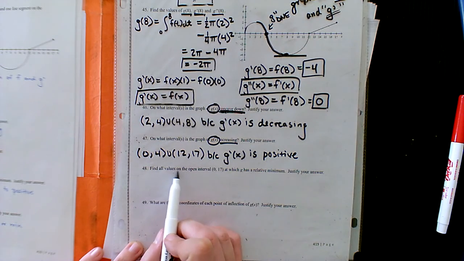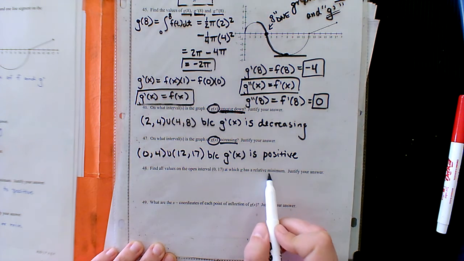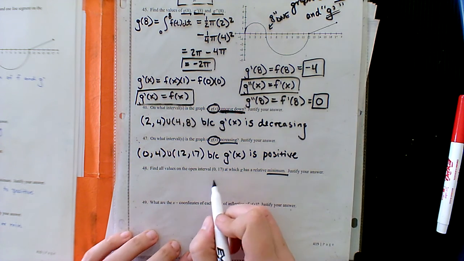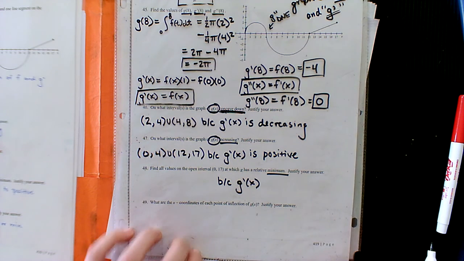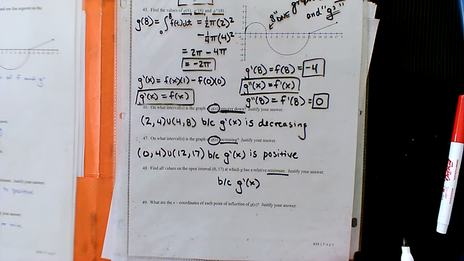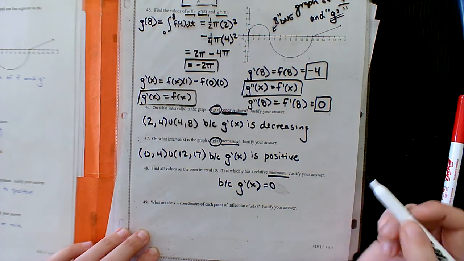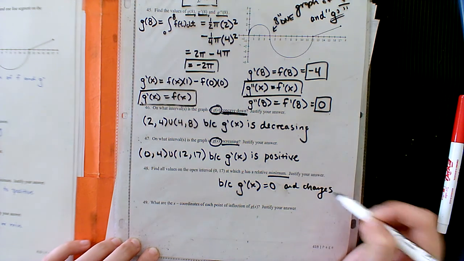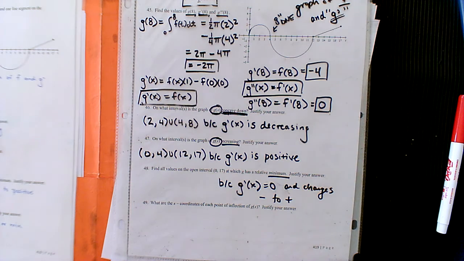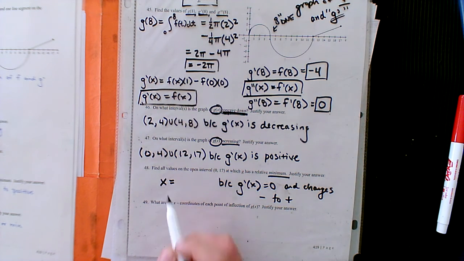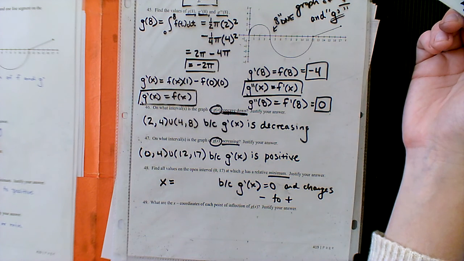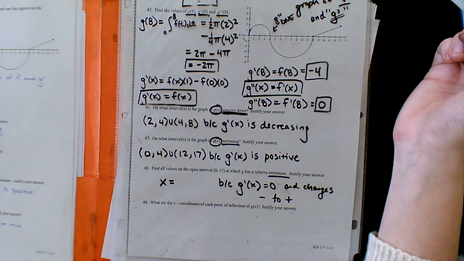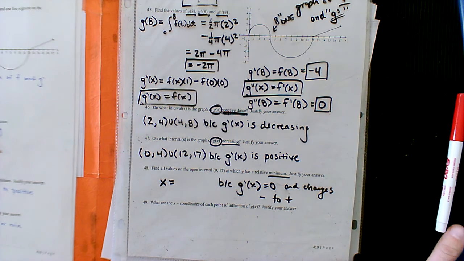All right. Find all values from 0 to 17 where g has a minimum. Can we think of our justification? What should the first derivative do in order to create a minimum? Equals 0. There we go. And changes negative to positive. So can we find a spot, maybe there's more than one, where this happens? Where do we equal 0 and change negative to positive? Is there any spot that fits that description?